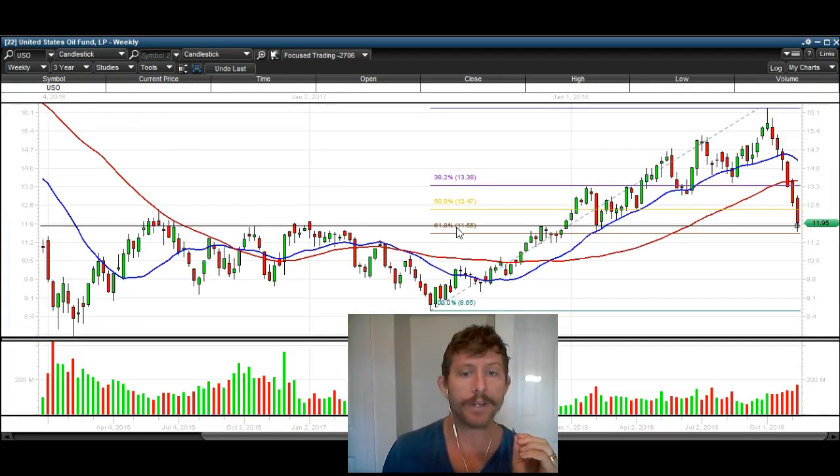Retesting that weekly breakout. Okay, we broke out over here, and we're bouncing right here at the support as well as the 61.8 Fibonacci retracement level.